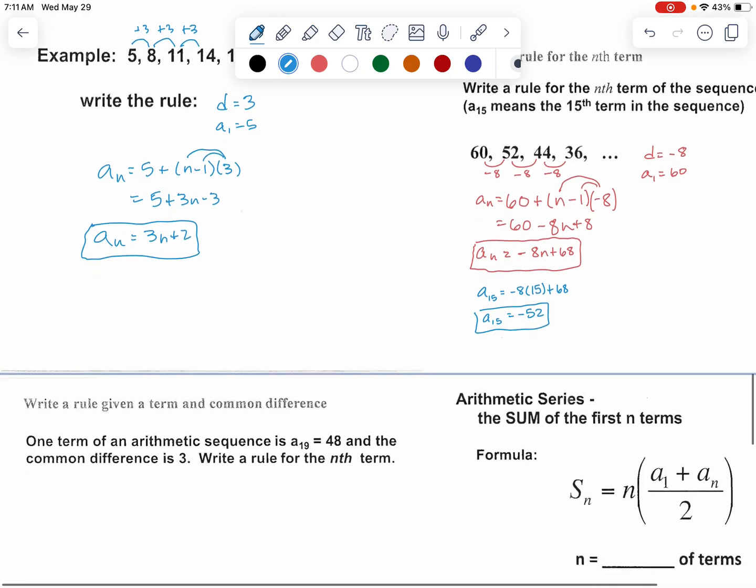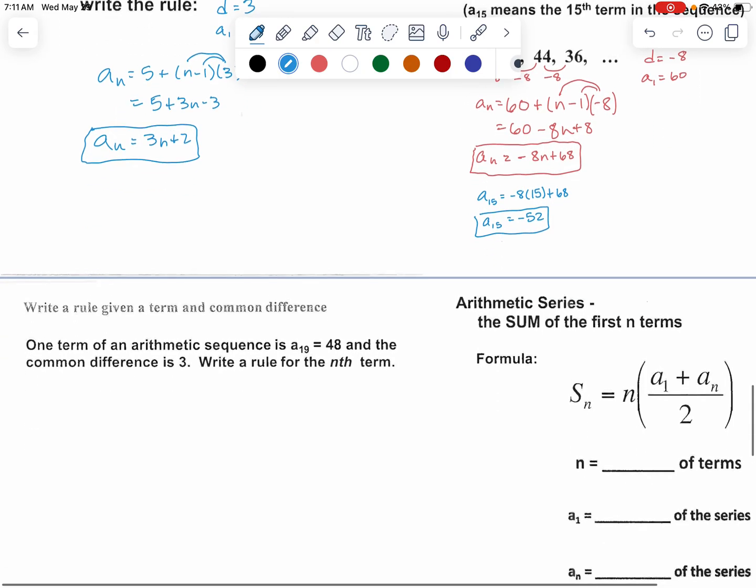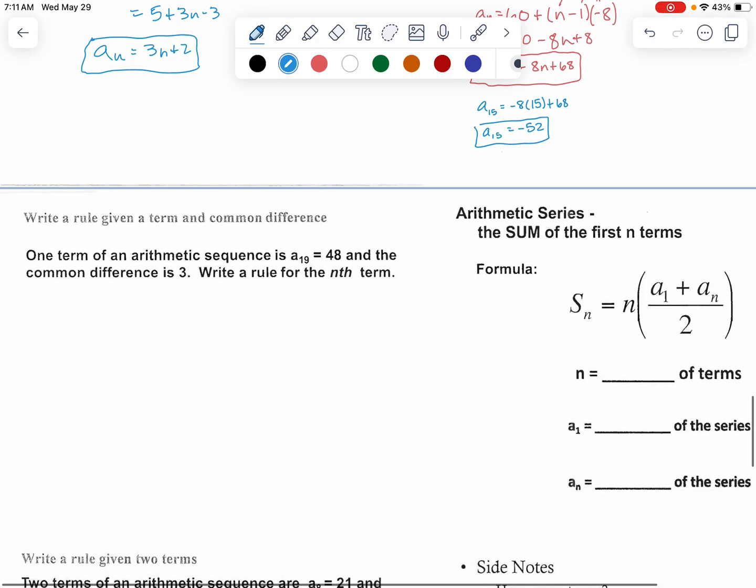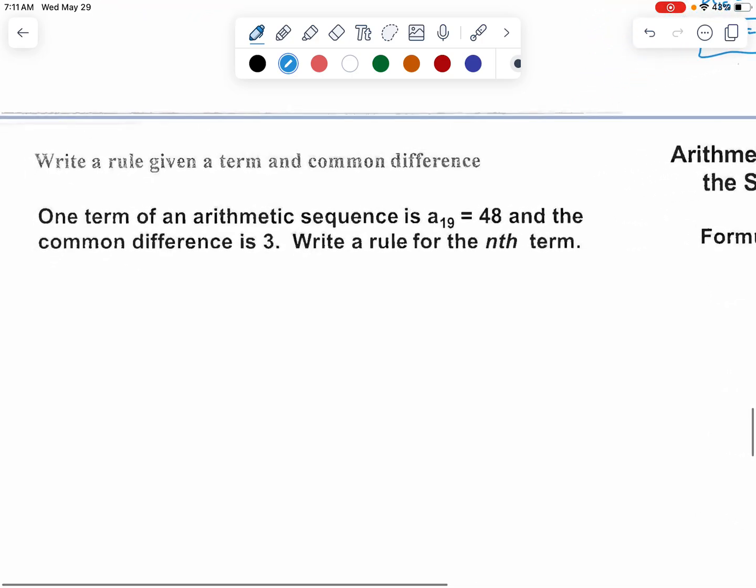Okay, now when we have a problem like this next one, it says one term in an arithmetic sequence, which tells us we're going to be using this linear rule. We know that a sub 19 is equal to 48. We know the common difference is 3. So what we need to do first is substitute in to find your initial term in order for us to write a rule.